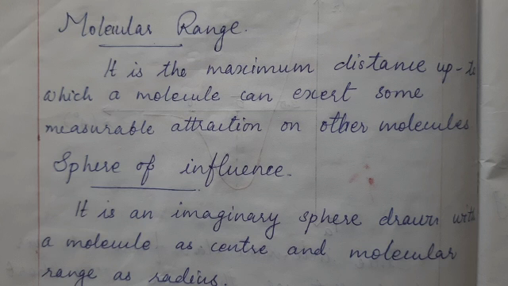There is a particular distance within which a molecule can exert a force of attraction on another molecule. This range of distance we call the molecular range. Similarly, another term is sphere of influence.